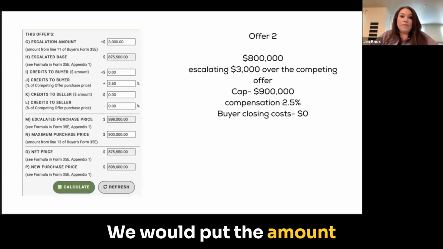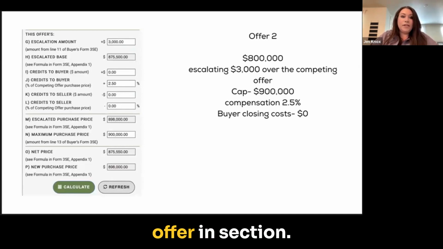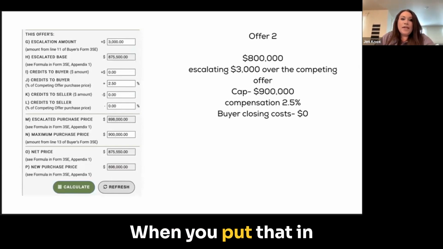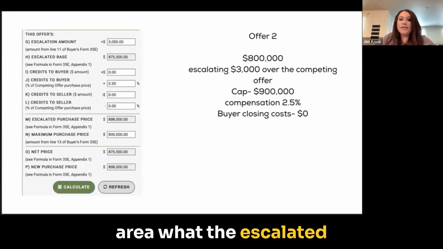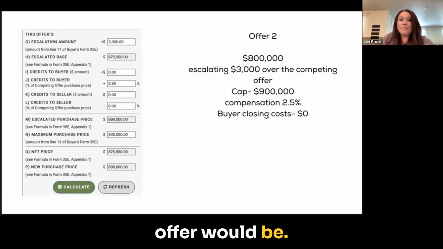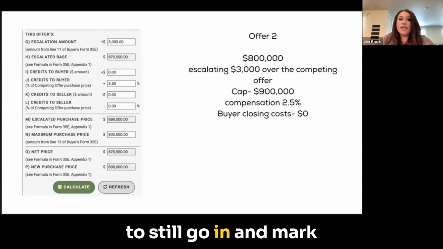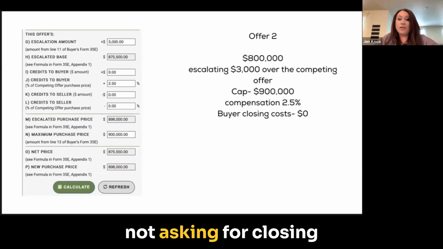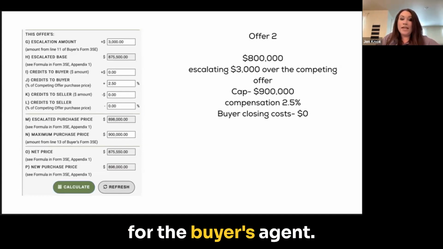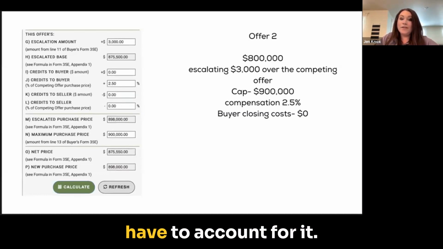We would put the amount that's being escalated over the competing offer in section G. When you put that in section G, it calculates automatically in that gray area what the escalated price over the competing offer would be. Then you're going to need to still go in and mark any buyer concessions or seller concessions that are in the contract. In our case, the buyer's not asking for closing costs, but there is compensation in this contract being asked for the buyer's agent. That compensation amount has to go in section J because it is being offered in a percentage and we have to account for it.